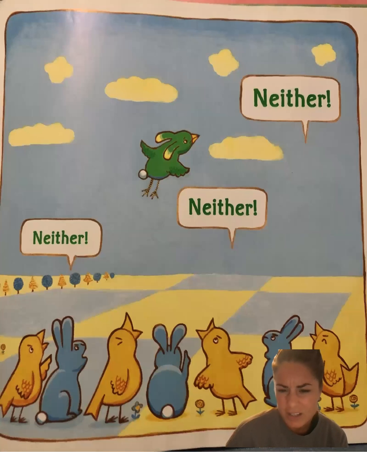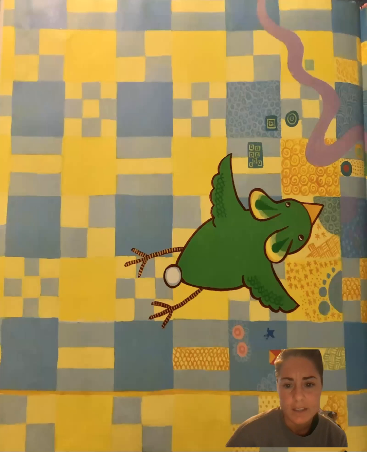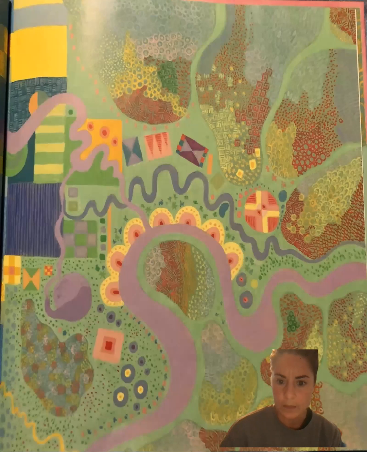Oh, look how angry they look too, those yellow birds and blue rabbits. Oh, they're flying away. And oh, okay. So our green rabbit bird's flying away. Neither is flying away. You could see the colors start to change. You see how it's all blue and yellow here and then starting to change. Ooh, lots of colors. Okay, this is good. A new setting.